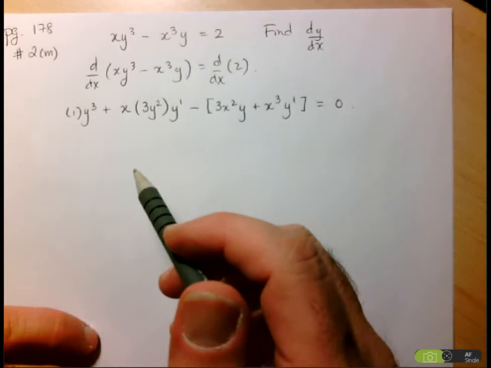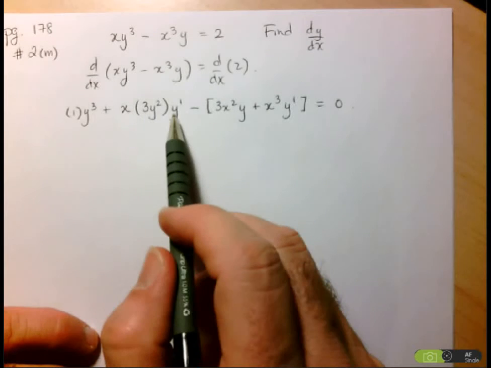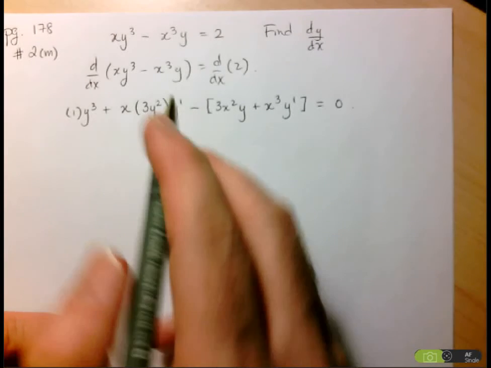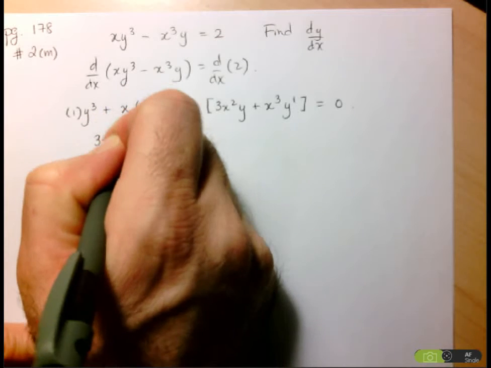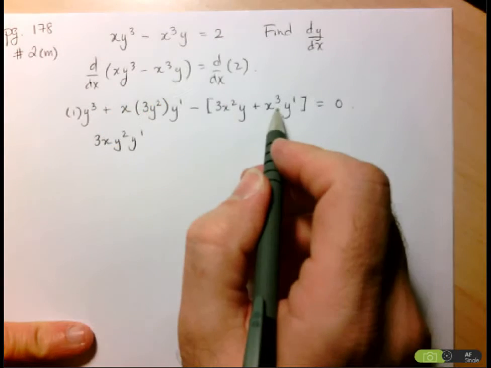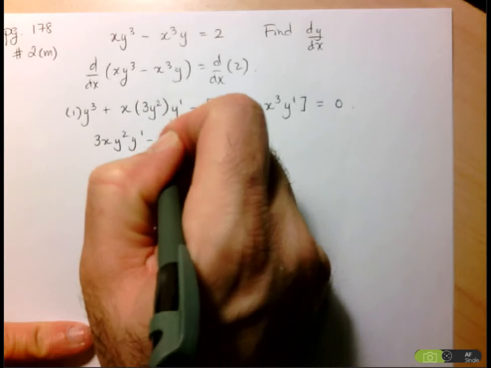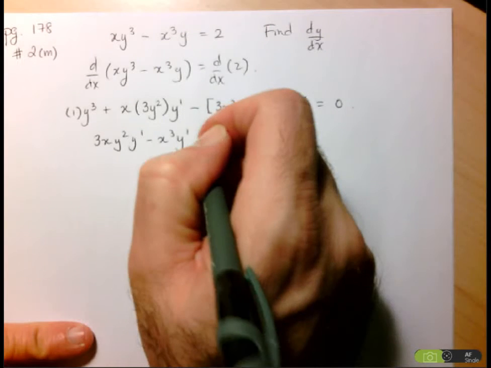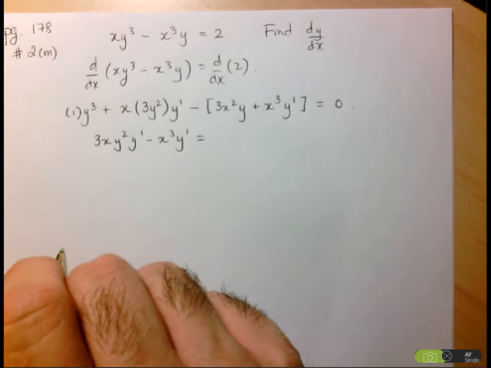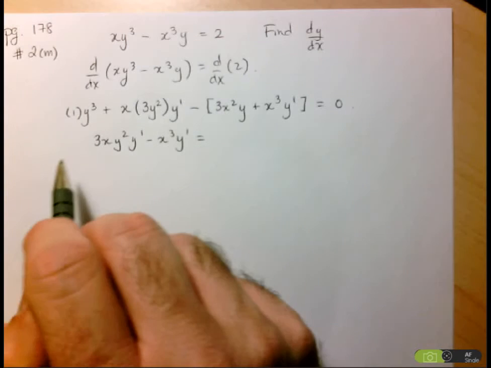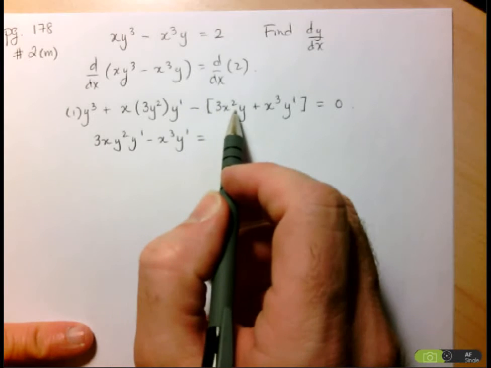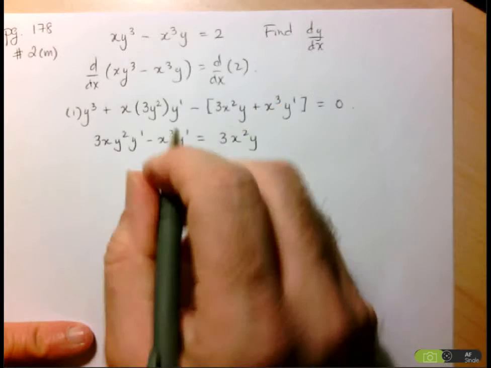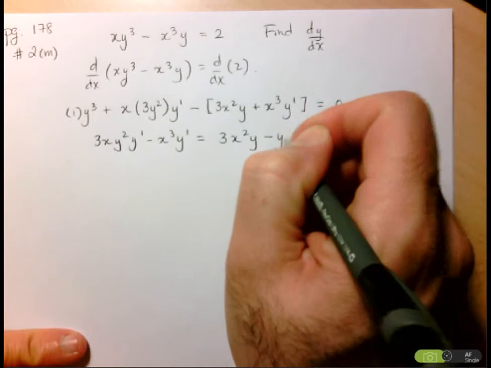Okay, so now what I'm going to do is I'm going to group together everything that's got a y prime on one side of the equation and bring everything to the other side of the equation. So here we've got 3x y squared y prime, and then here I've got minus x cubed y prime. Okay, I'll leave that on the left side of the equation, and to the right side of the equation I'm going to bring these other two terms that don't have y prime. So here I've got a minus 3x squared y, so I'll bring that to the other side. It becomes positive 3x squared y, and then here minus y cubed.